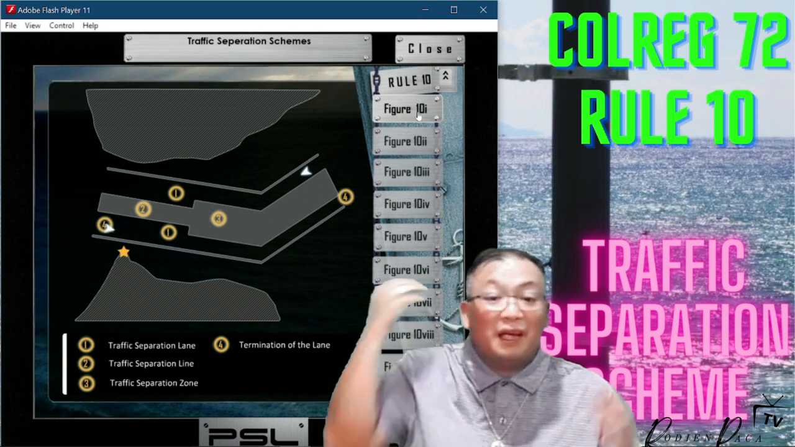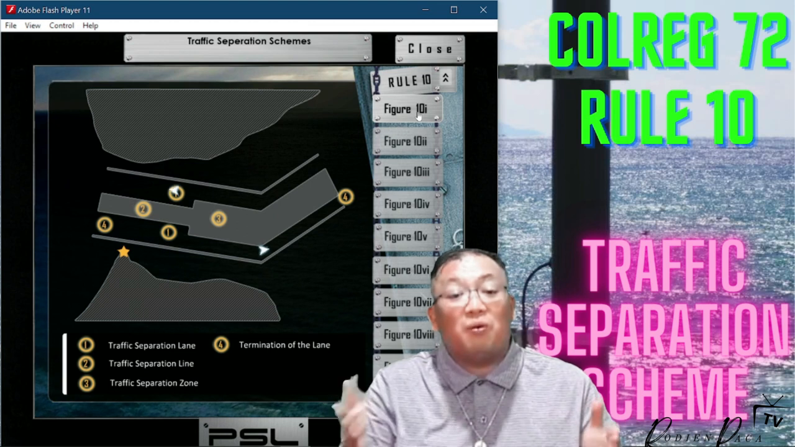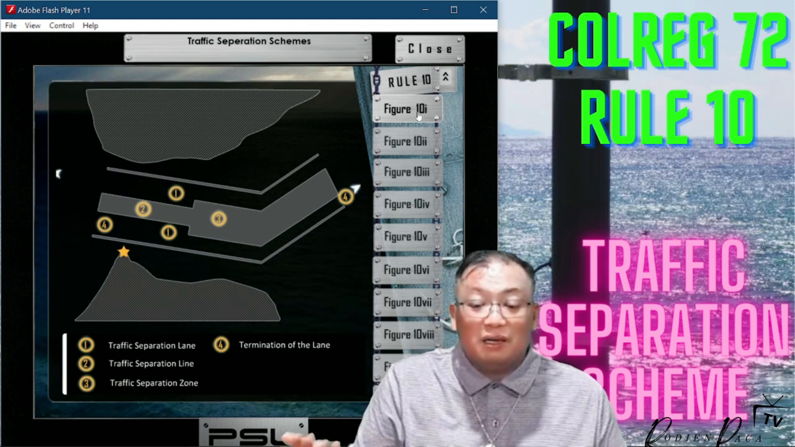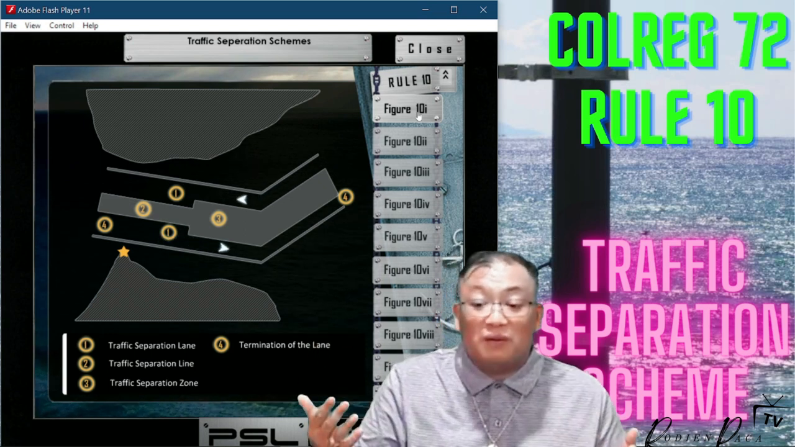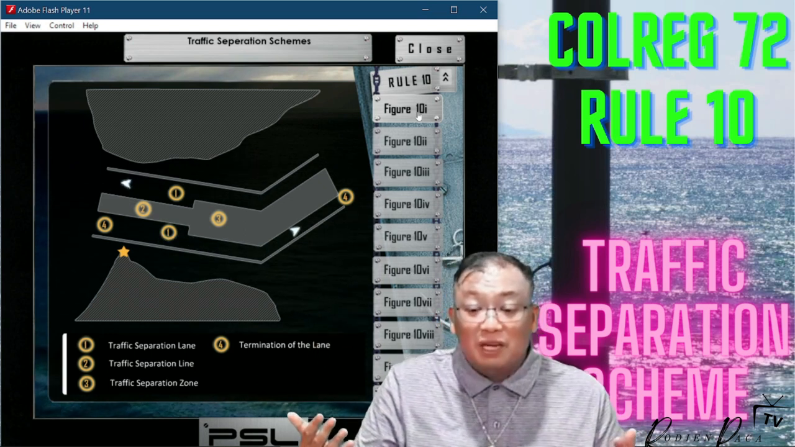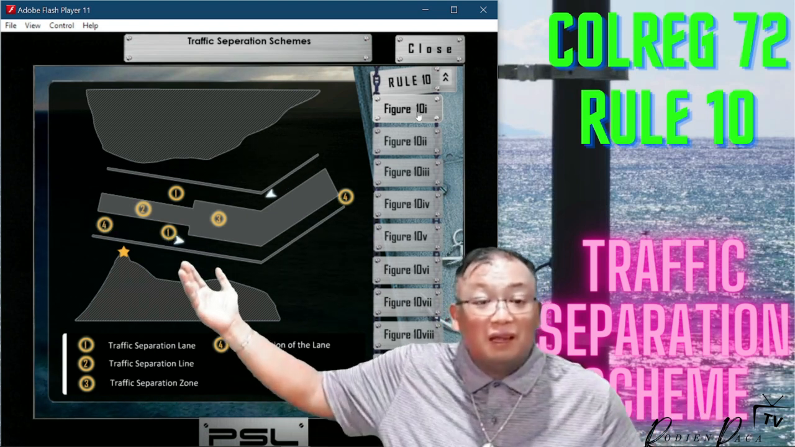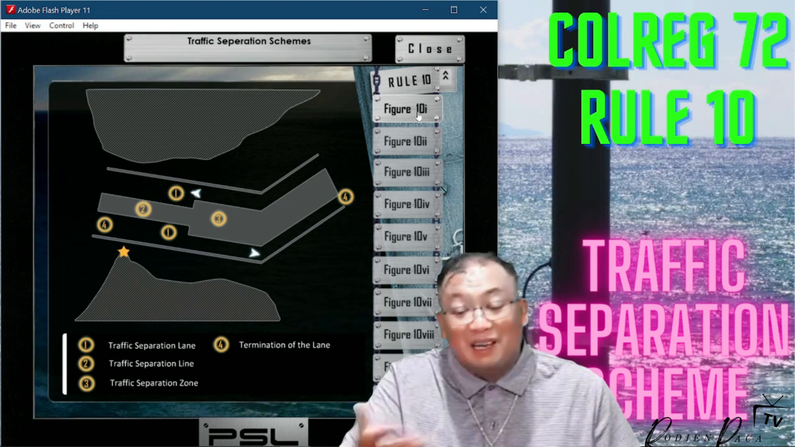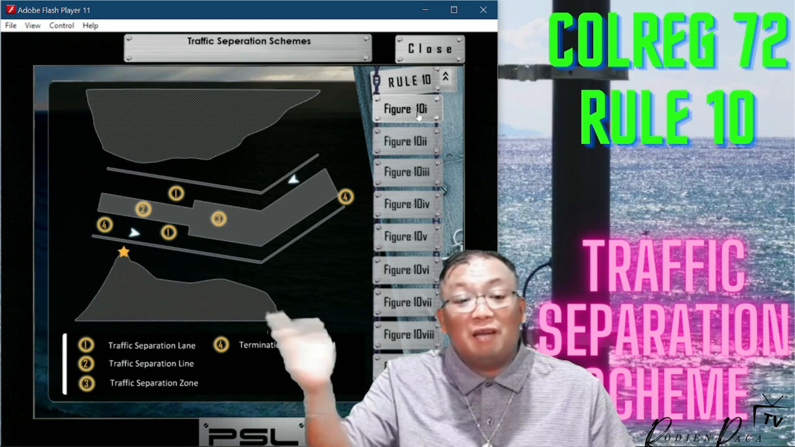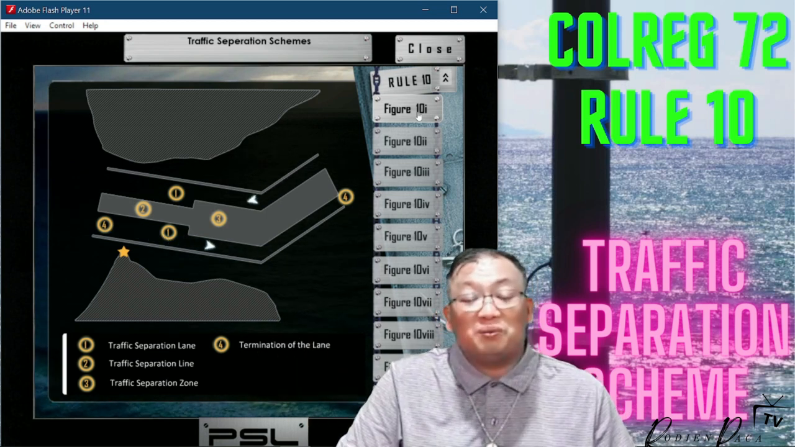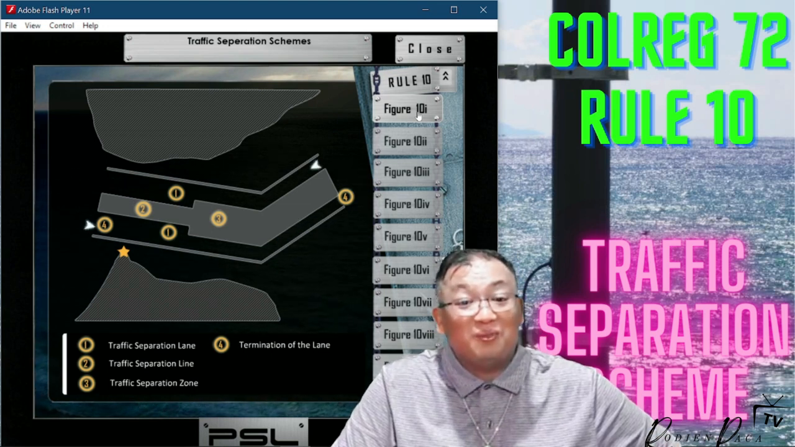Before I end, I would like to review the different parts of the traffic separation scheme. Number one, the traffic separation line, which is the outer edge of the traffic separation scheme. The traffic separation zone, the big gray area where even fishing vessels can go and cross. The termination of the lane, the end point, and the other termination of the lane. Traffic separation scheme, Rule number 10.